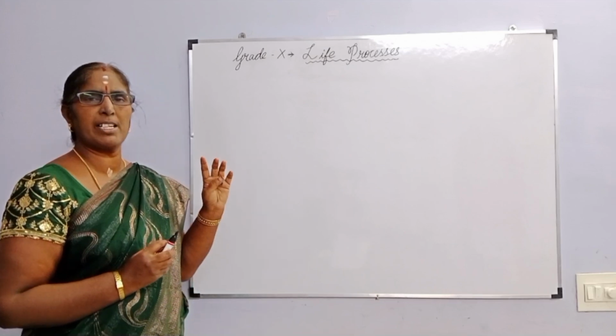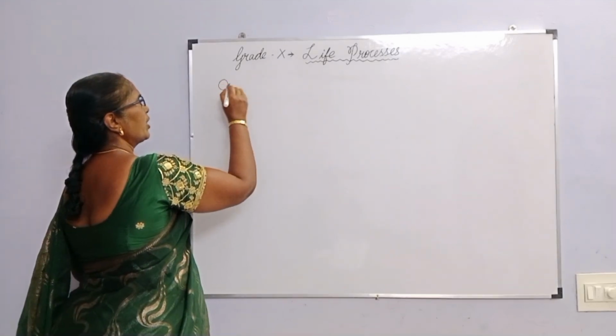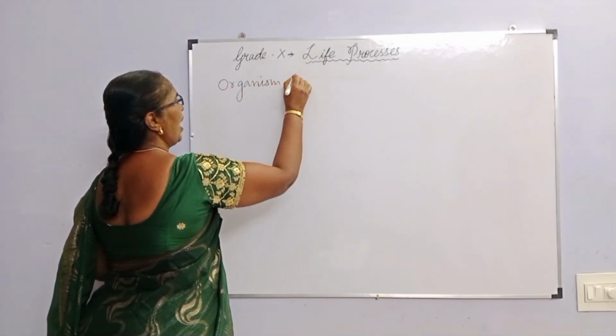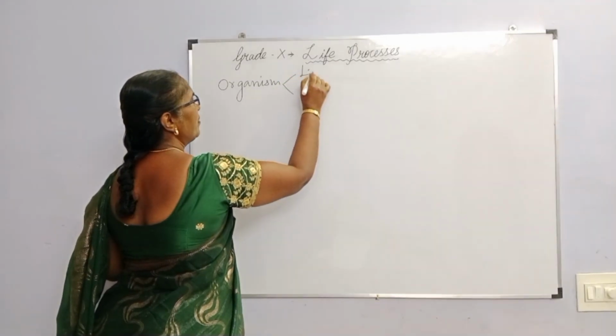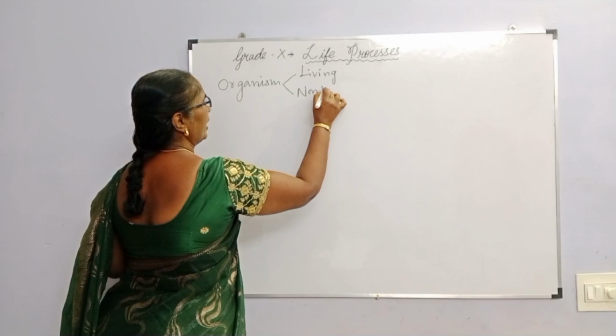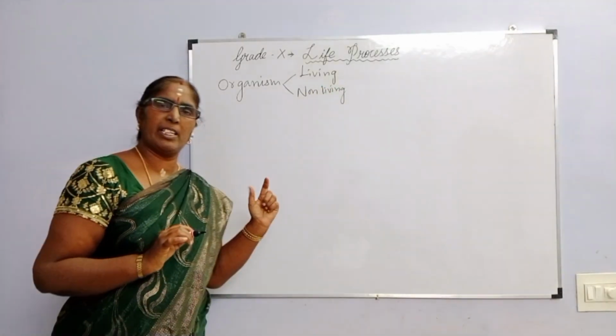Some of the organisms are living, some of them are non-living. All the organisms are divided into two categories, living and non-living. So what are the differences between the living and non-living?